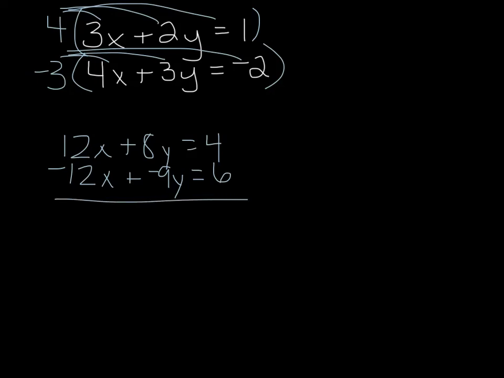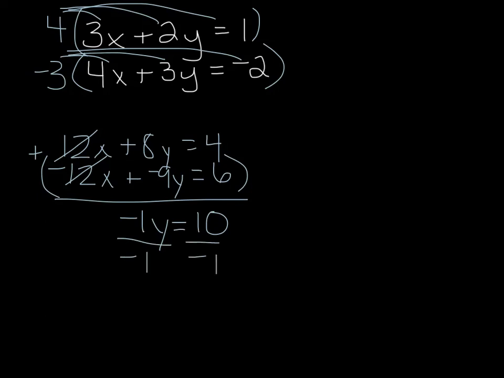So once again, I multiplied everything by -3. Now remember what we did. We multiplied both equations to be able to cancel out our x's. So therefore, we're going to add our equations together. Our x's are going to cancel out. Now I have 8 plus -9y to give me -1y. 4 plus 6 to give me 10. Divide by -1, y is 10.